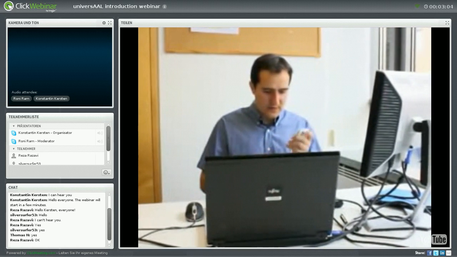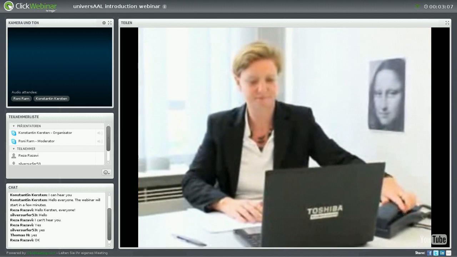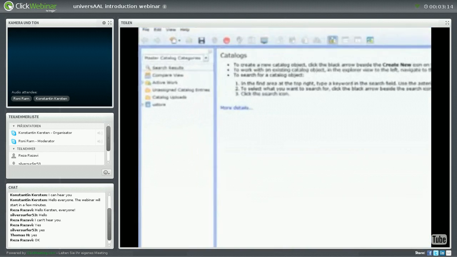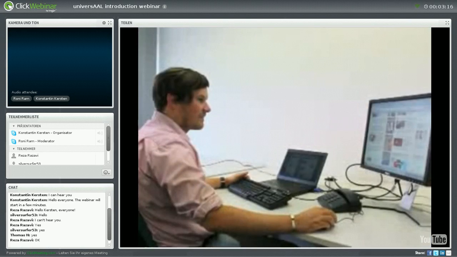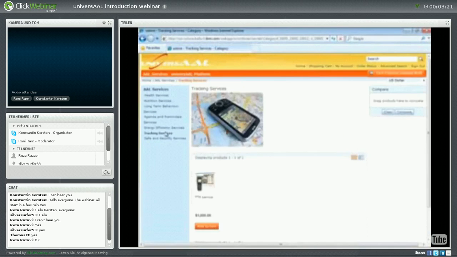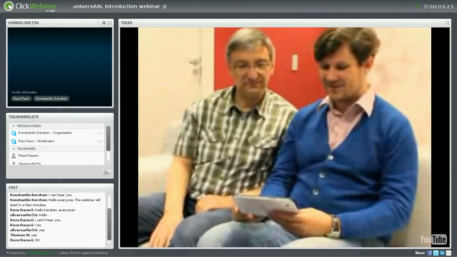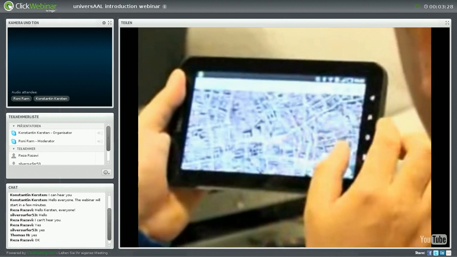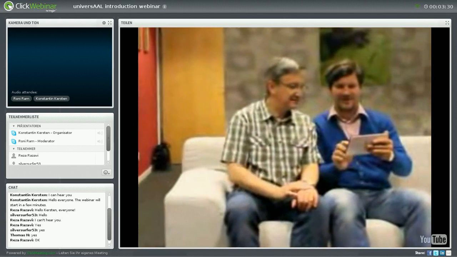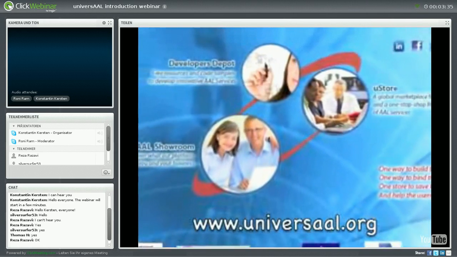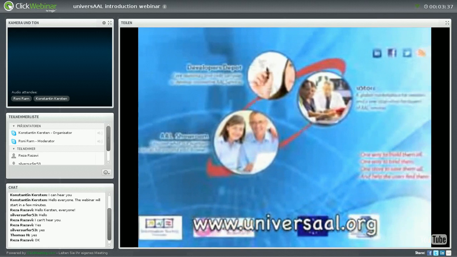When the service provider decides to offer the new application as a service to the entire community, he logs into the management center and offers it for sale in the U-Store. In this way, every needs and requirements dealing with AAL can be satisfied. The Universal platform provides solutions for everyone and brings them together: the developer, the service provider, and the end user.